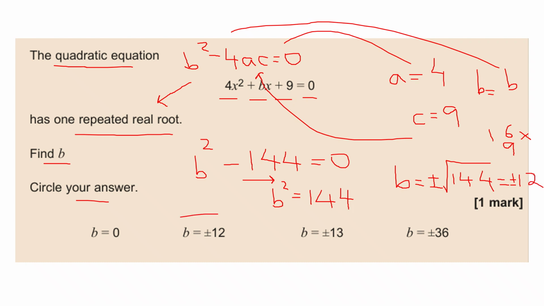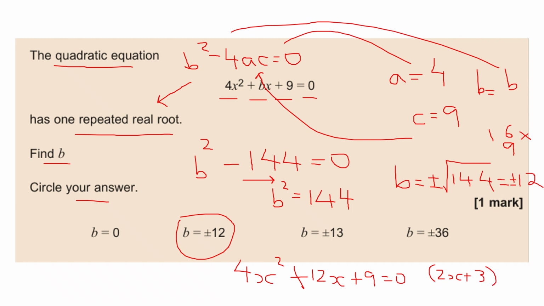And if you're unsure here, let's just check by plugging in b is 12. If I have 4x squared plus 12x plus 9, this is actually a perfect square, I believe. So this is going to factorize into, it can't be 4x and x here, because then we would have two solutions. So it has to be 2x and 2x. So this is actually 2x plus 3 times 2x plus 3.